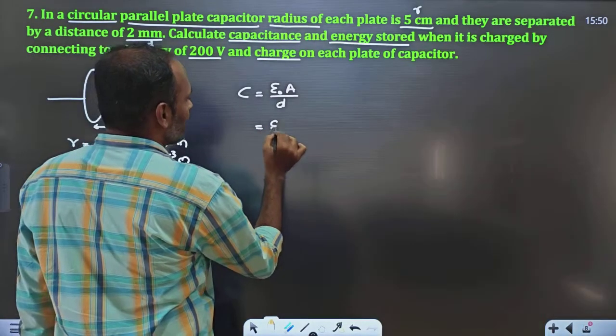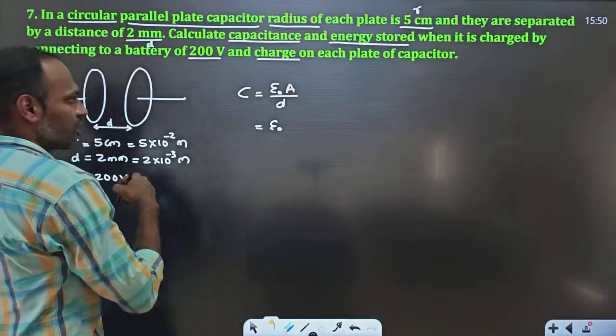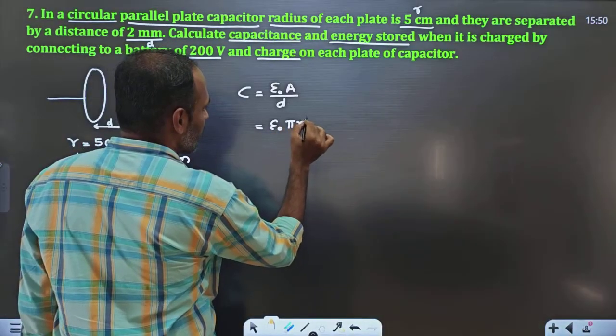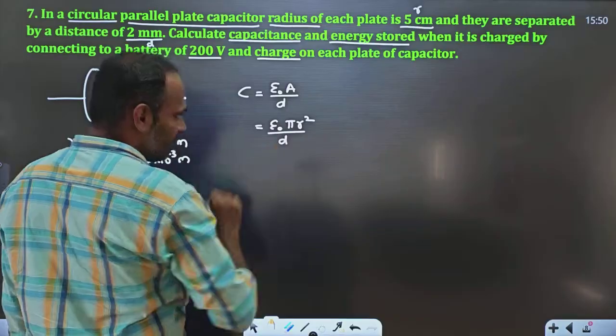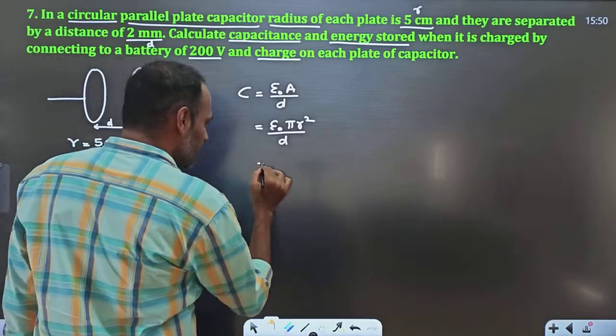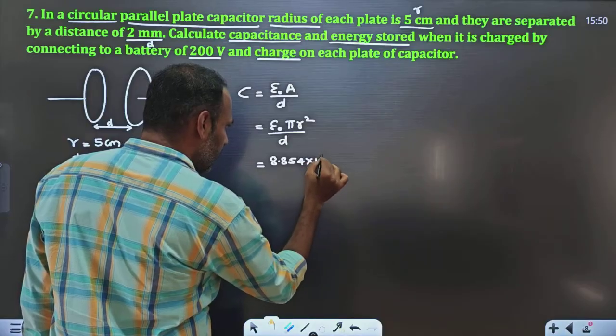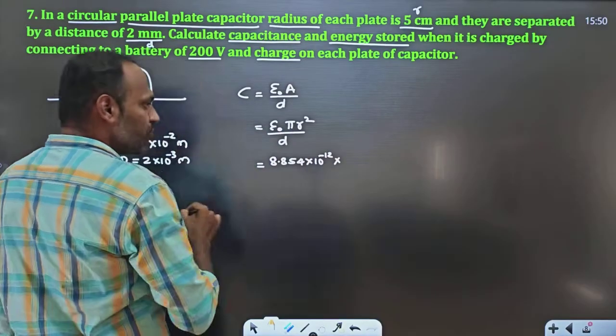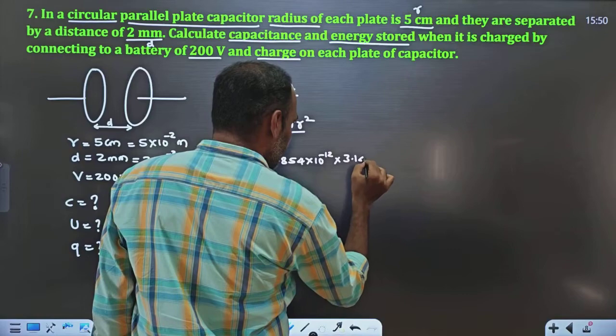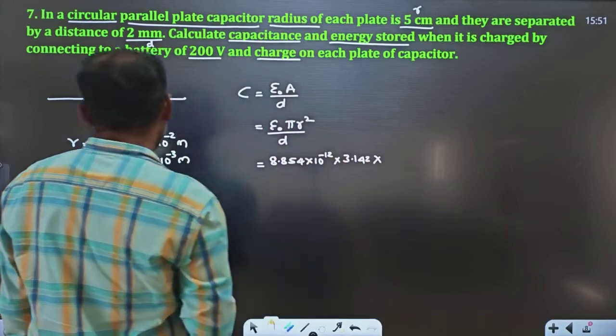This one I will write as epsilon naught. Since the plates are circular, area will be pi r square, pi r square divided by D. Okay. What is the value of epsilon naught? It should be known, 8.854 into 10 to the power minus 12. What is the value of pi? It is 3.142 into r square.